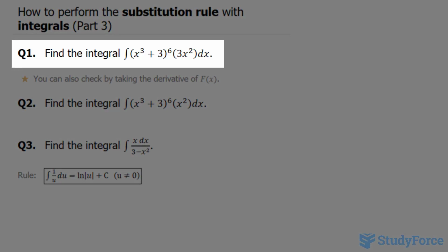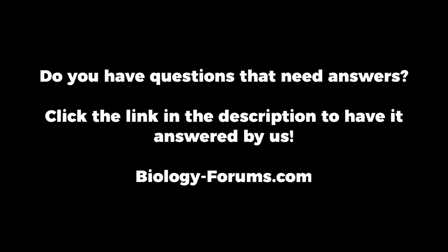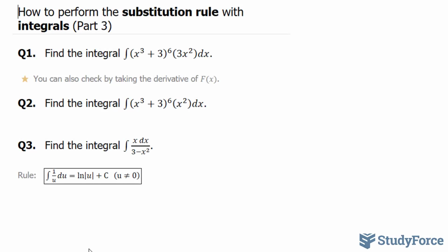The first question reads, find the integral of (x to the power of 3 plus 3) to the power of 6 times 3x to the power of 2 dx. The first thing that I'll do is substitute part of this expression for u. Usually, you want to choose the factor that is more complicated in the expression. For example, take a look at x to the power of 3 plus 3 and take a look at 3x to the power of 2. Of these two, x to the power of 3 plus 3 is more complicated because it contains 2 terms, whereas this contains 1. So I'm going to set u equal to x to the power of 3 plus 3.